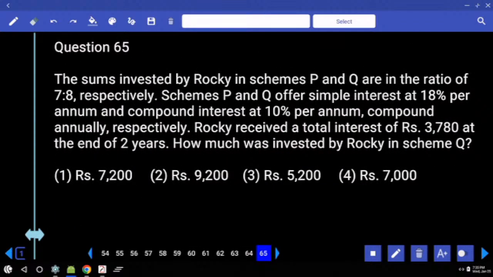How much he invested in Q means 8 parts. This is the only option, because the other options are not divisible by 9 here. Okay, 7,200 is the answer.